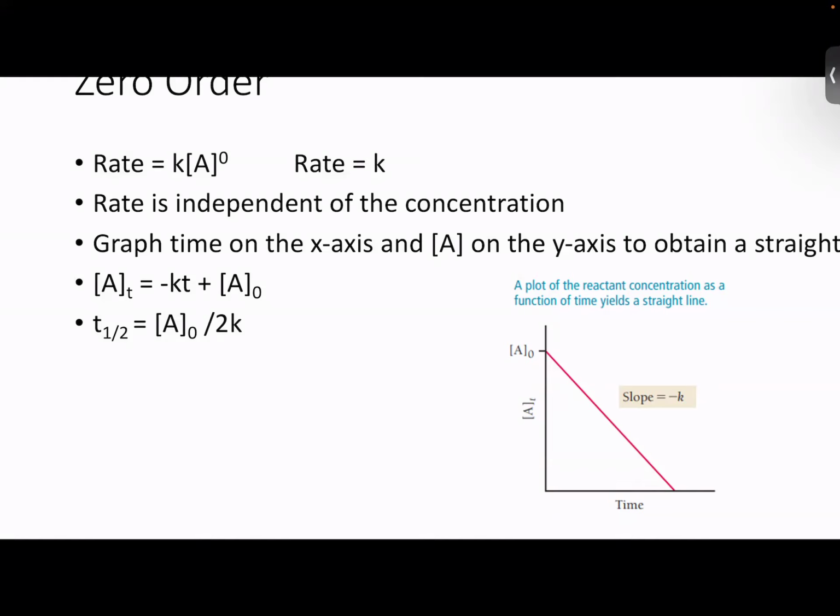Now, we can also determine the half-life. What a half-life represents is the time it takes for half of the substance to disappear. From this integrated rate law, what we find out is that the half-life, the time it takes for half of the substance to disappear, is equal to the initial concentration divided by 2 times the rate constant.